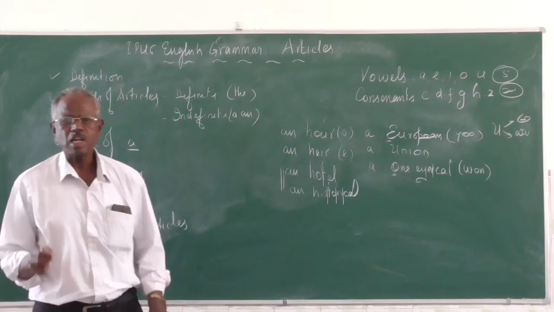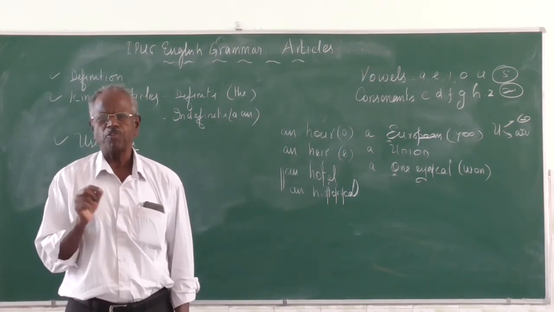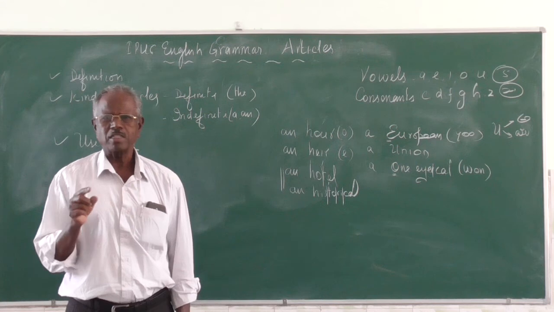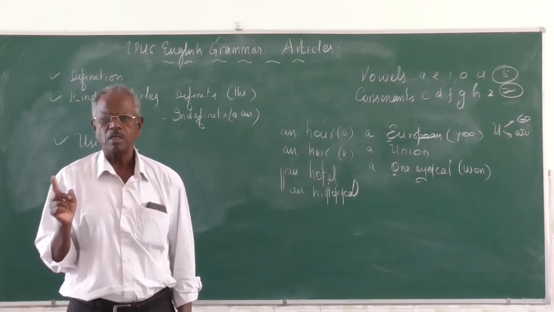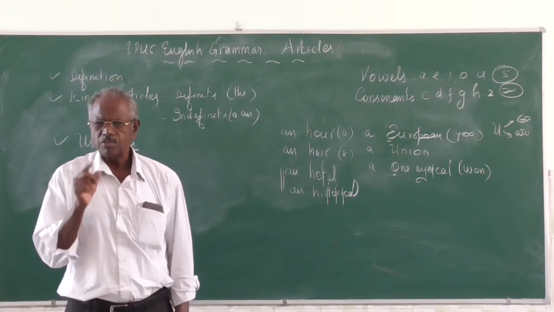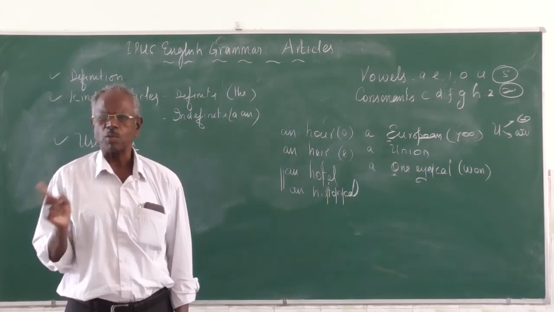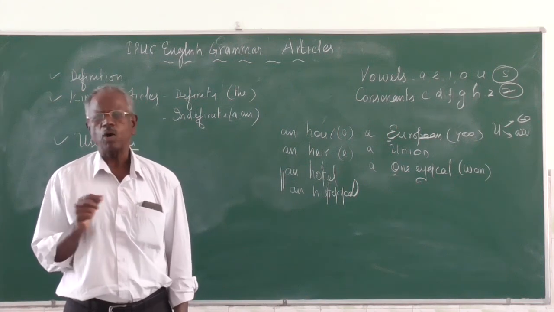Last is omission of articles. That means when we should not use articles. For example, before a proper noun, you cannot say the Ravi, the Suma, the Chitraduga. Wrong. They are proper nouns and we don't use. We use the before a proper noun only when it is used as a common noun. Otherwise, no. Number two, before abstract nouns.